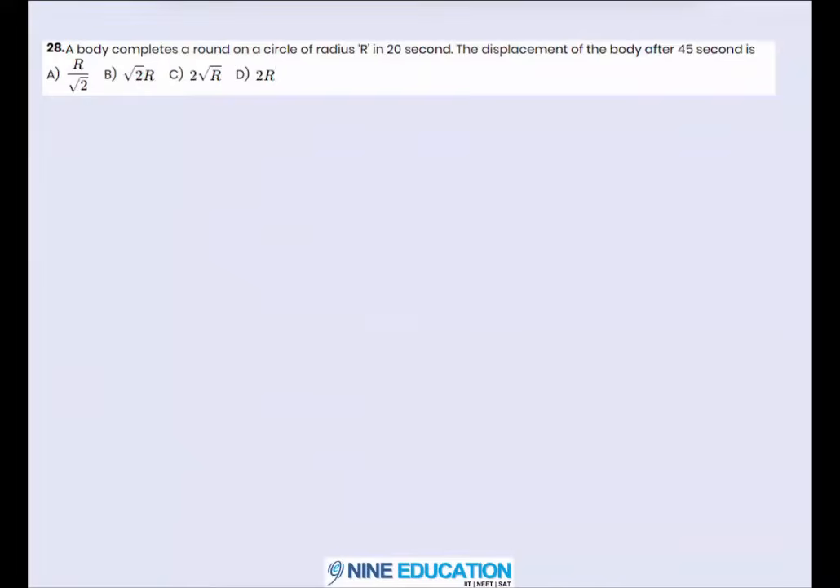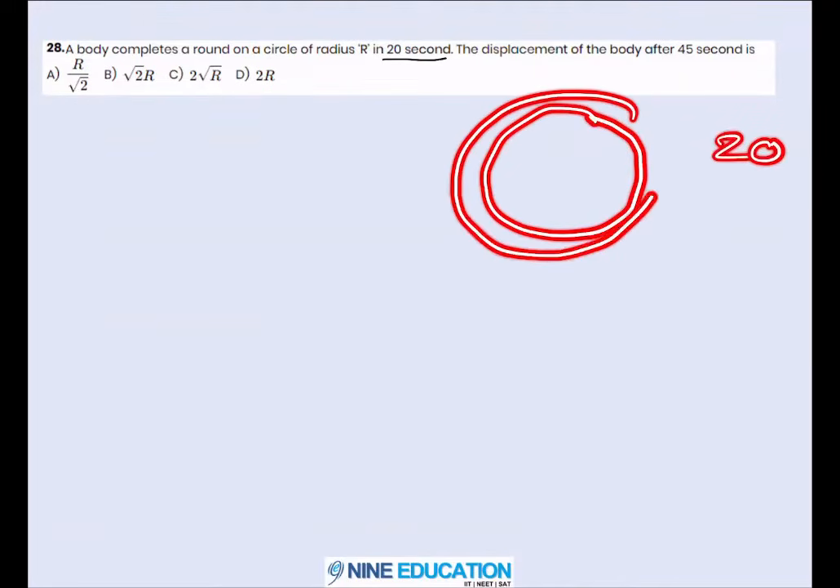Next. Now, in this particular question, it is quite obvious that within 20 seconds, the body is completing one round. And we have to calculate the displacement of the body after 45 seconds. So for every 20 seconds, it is going to complete one round. That means for the first round, it is going to take 20 seconds. For the second round, it is again going to take 20 seconds. So total time is 40 seconds.